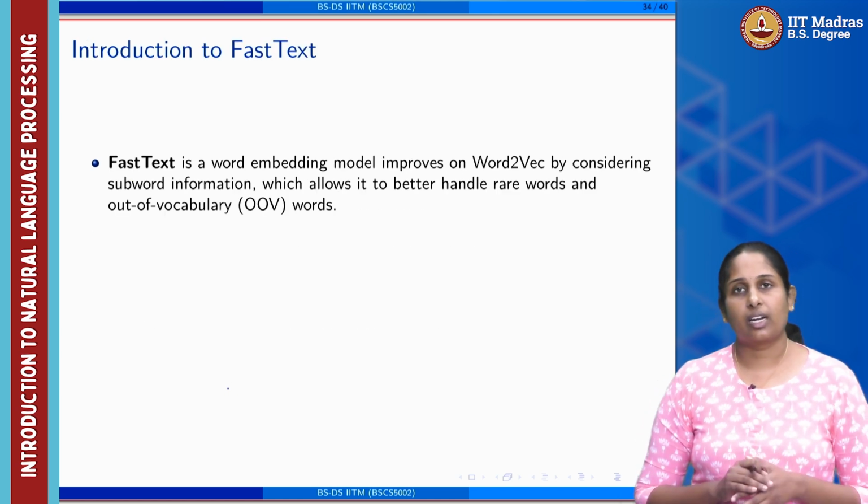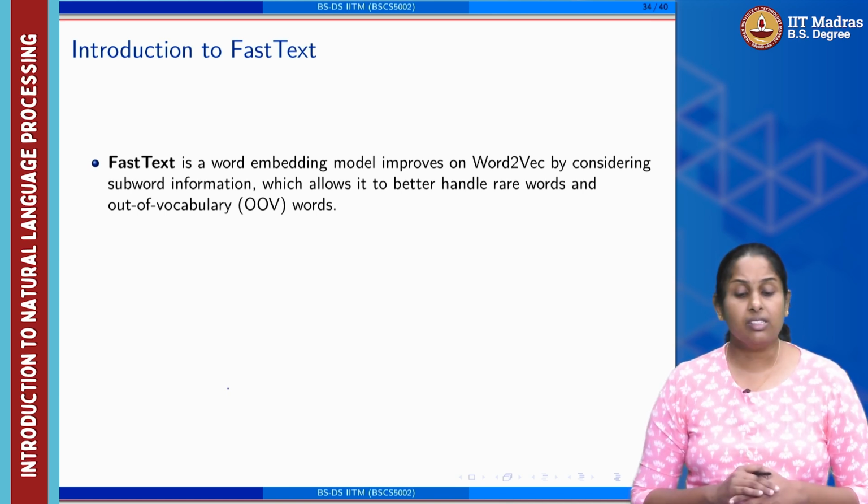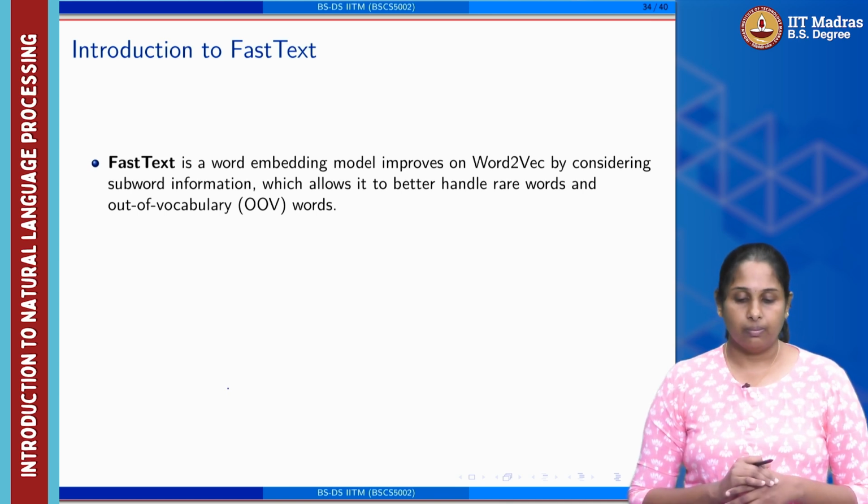So the third vector representation method under word embeddings is FastText.